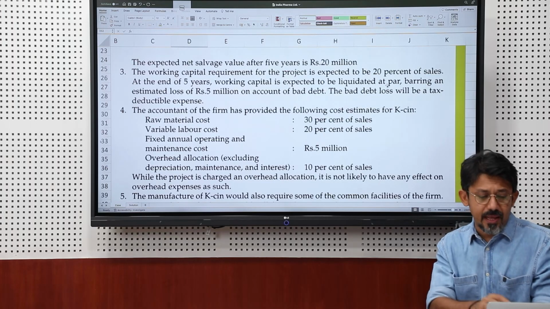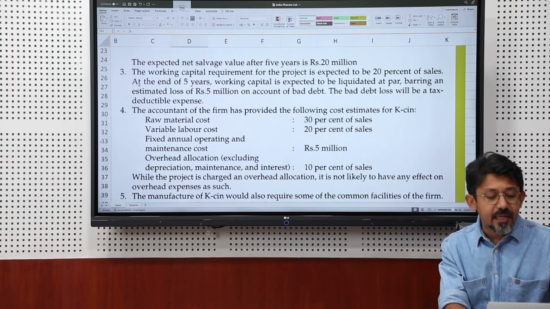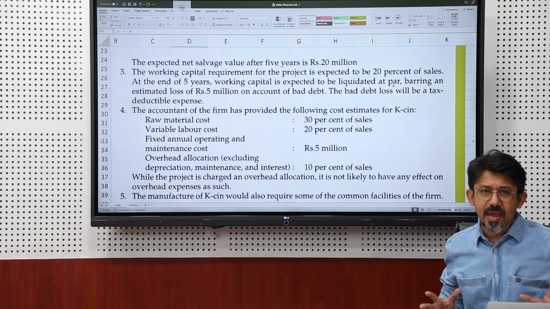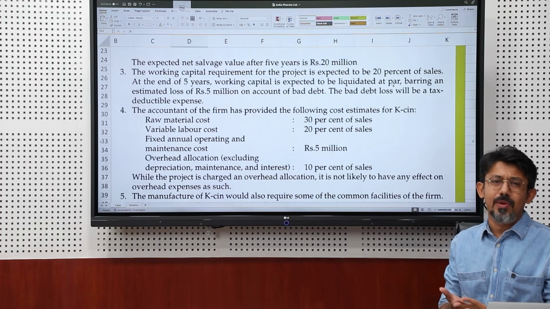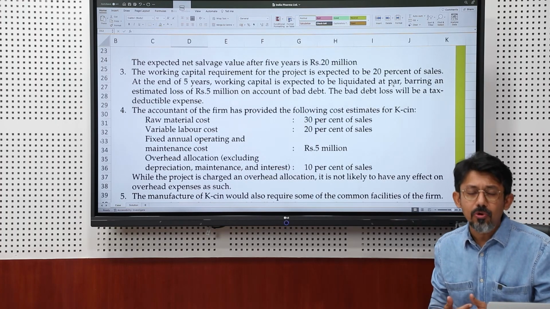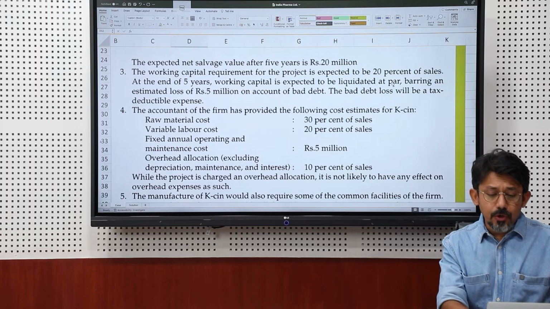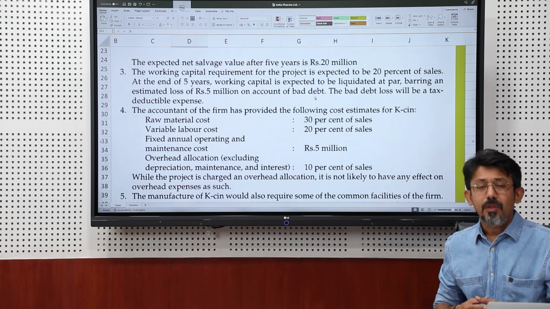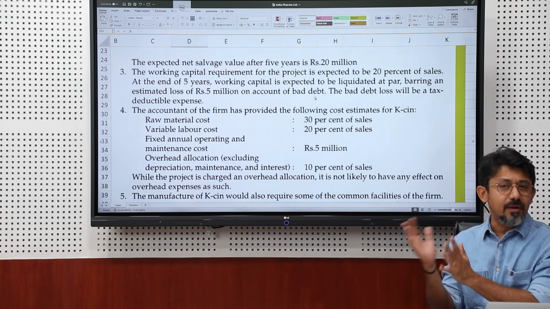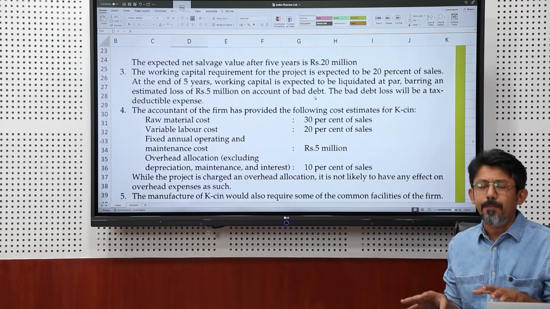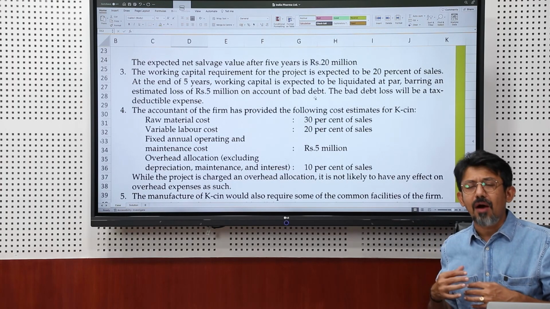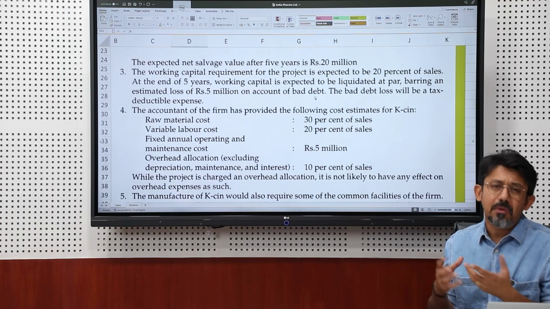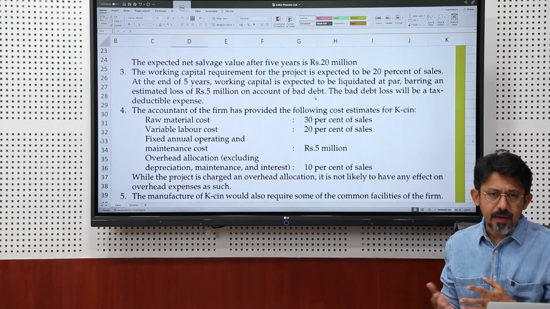So, even if you are not told anything, if you were not given this line, at the end of 5 years working capital is expected to be liquidated at par. Suppose this was not there, a standard assumption is that it will be liquidated at par, it will come back to you at the end of the project, right. You are told, barring an estimated loss of 5 million on account of bad debt. So, your receivables, if it is let us say 50 million, 5 million of that is going to go bad. So, you will not be able to recover some portion of your receivables. Other than that, the remaining 45 million, it is an assumed amount, would be recovered, right.